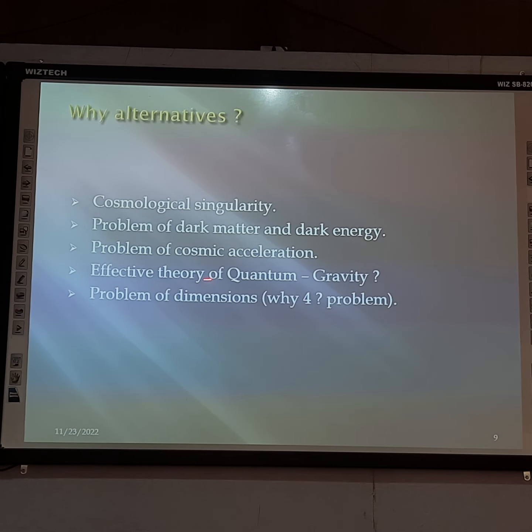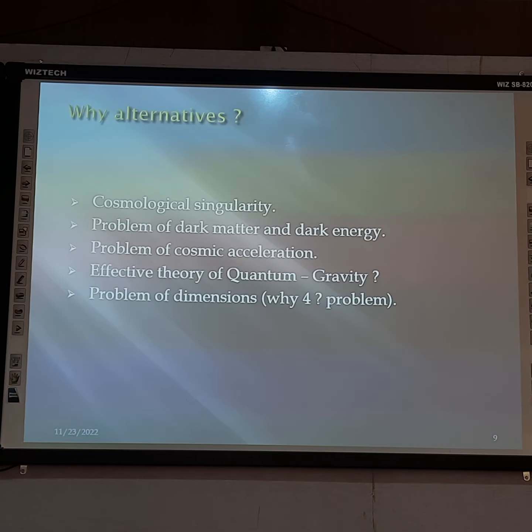Then effective theory of quantum gravity. If quantum gravity is there, it should have some approximation, some effective theory in the weak field region, and definitely that should not be zero. Then we have the problem of dimensions. Why 4? This is a great problem. Why do we have 4 dimensions in the universe? So if we go back to much more open discussions on dimensionality of space-time, then GR is naturally modified, and the question comes whether they are astronomically testable.